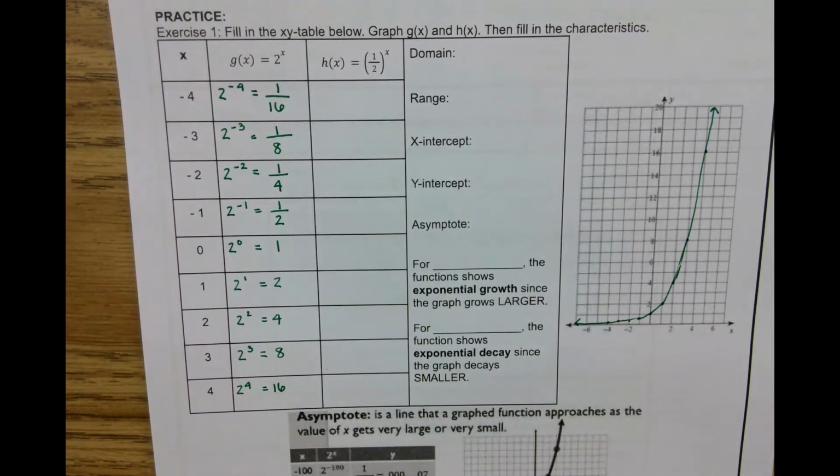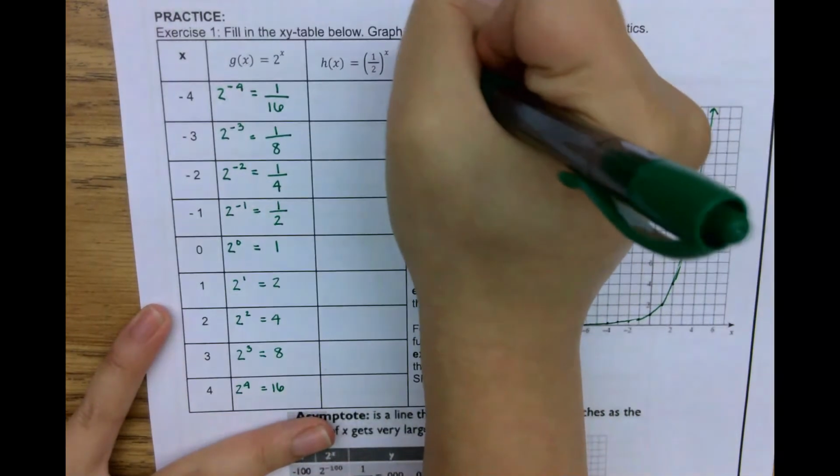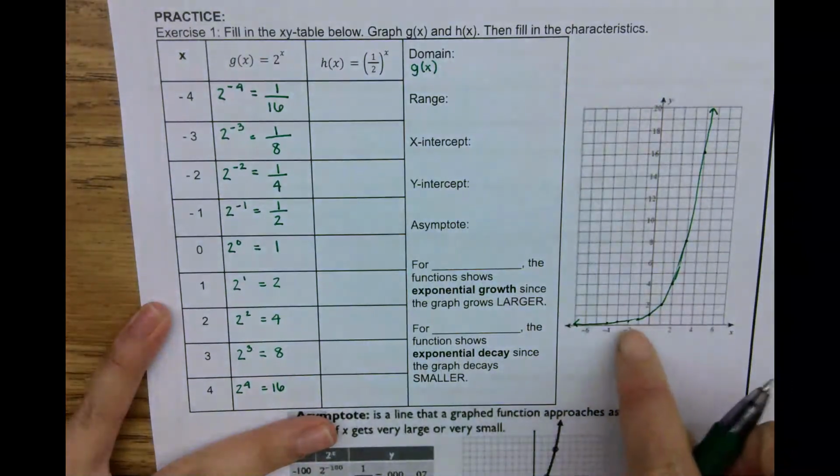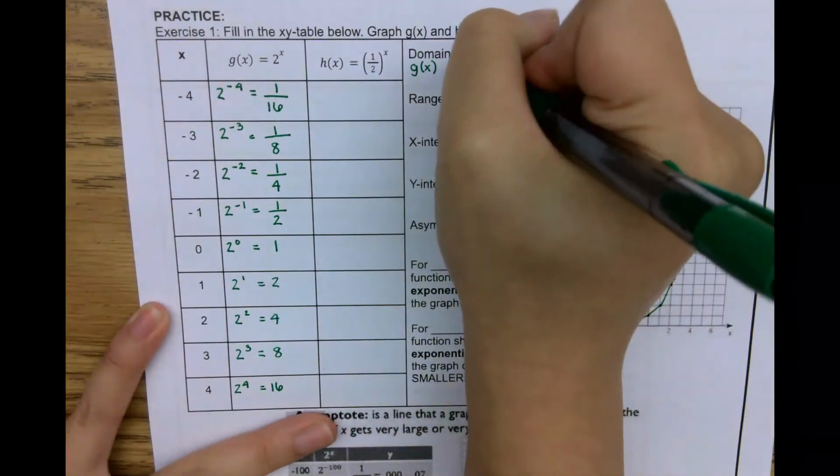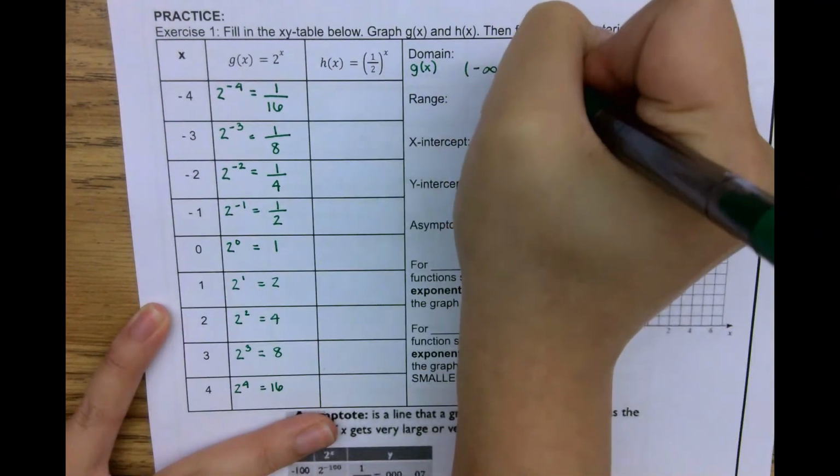Okay, so let's find some of its key features before we move on to graphing h of x. My domain for g of x, as you can see, we go to the left forever, we go to the right forever. So my domain here is all real numbers. It's negative infinity to infinity.